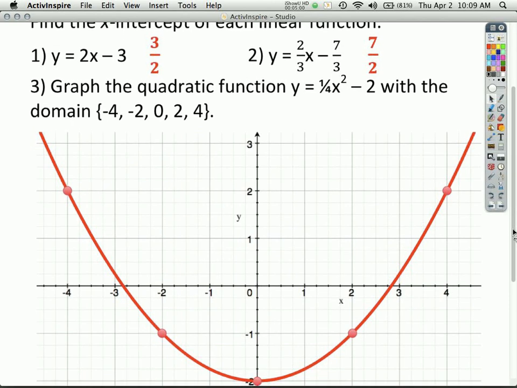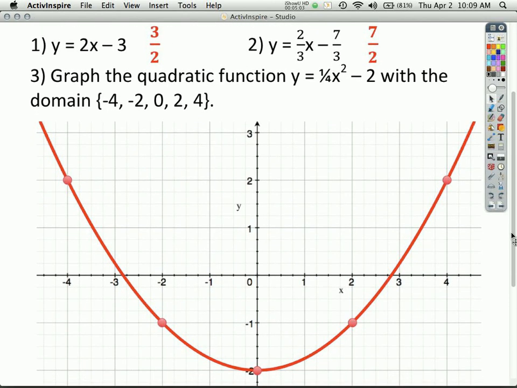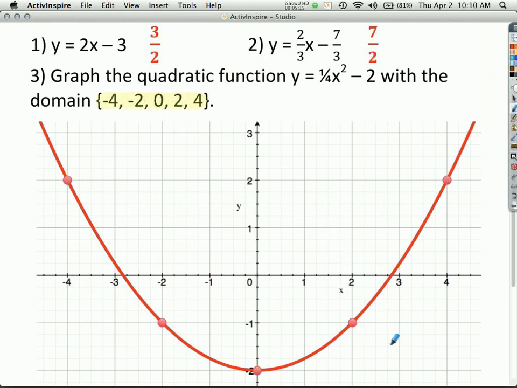Move the screen up a little bit. This is what your graph should have looked like. Considering I gave you the domain, it should not have been very challenging to work your way through the graph. All right, I want to start with number 3, and then we're going to go to numbers 1 and 2 and spend a little bit more time.